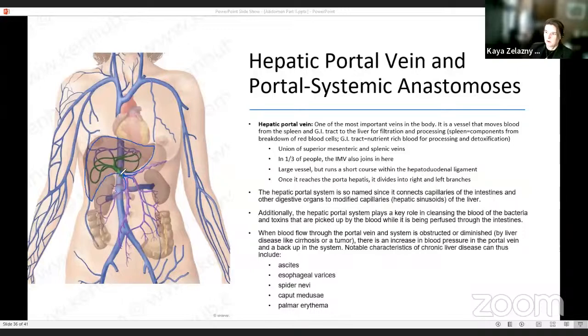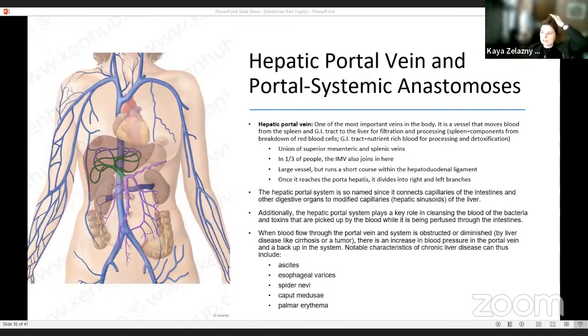Okay, cool. So the hepatic portal vein is large in terms of diameter, but it's quite short. So it's going to be located within the hepatoduodenal ligament, the ligament that's attaching your liver to your duodenum. It's going to reach the porta hepatis, which is that central part of the H, that fissure, where it's then going to divide into a right branch and a left branch.